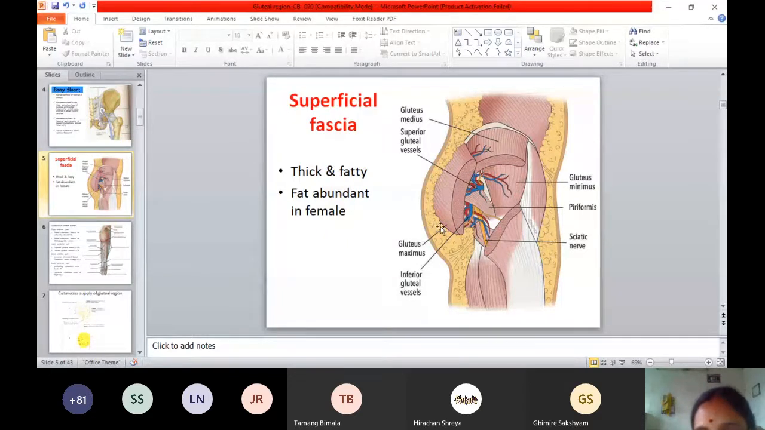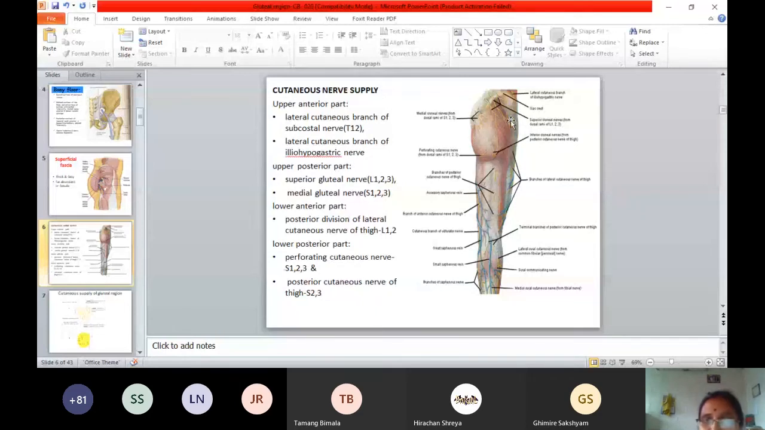Deep to the superficial fascia, what layer lies in our body? All of you know this is the deep fascia. So what are the layers? First comes the skin, deep to the skin is the superficial fascia, and deep to the superficial fascia is the deep fascia. Now, in the superficial fascia lie several nerves and vessels. Those nerves and vessels in the superficial fascia are known as cutaneous nerves and vessels, which innervate the skin. So what is the cutaneous innervation of the skin of the gluteal region? These are the nerves which supply the skin of the gluteal region.